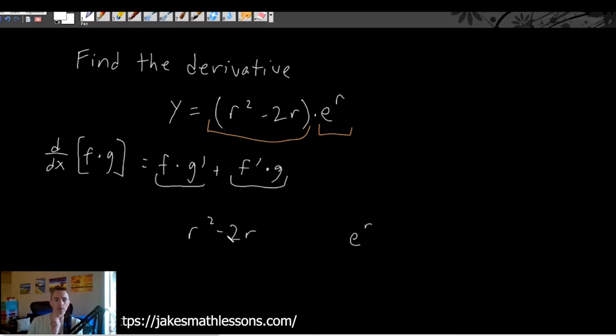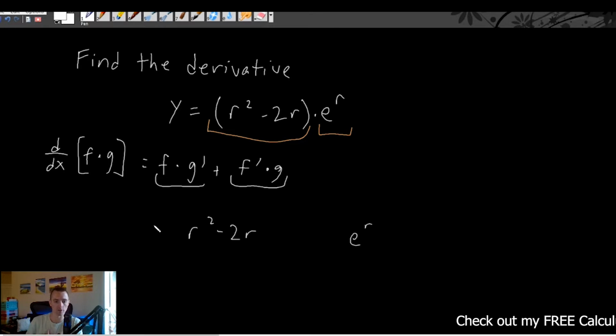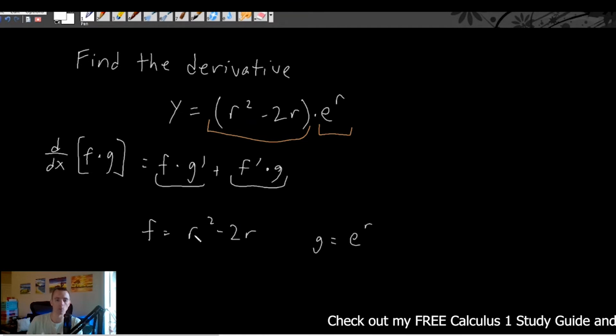Okay, so if we're going to take the derivative of this function, we want to break it down into the two pieces that you are taking the product of to get your original function. So in this case, r squared minus 2r being one of those, e to the r being the other. So basically what we want to do then is call one of those f and one of those g.